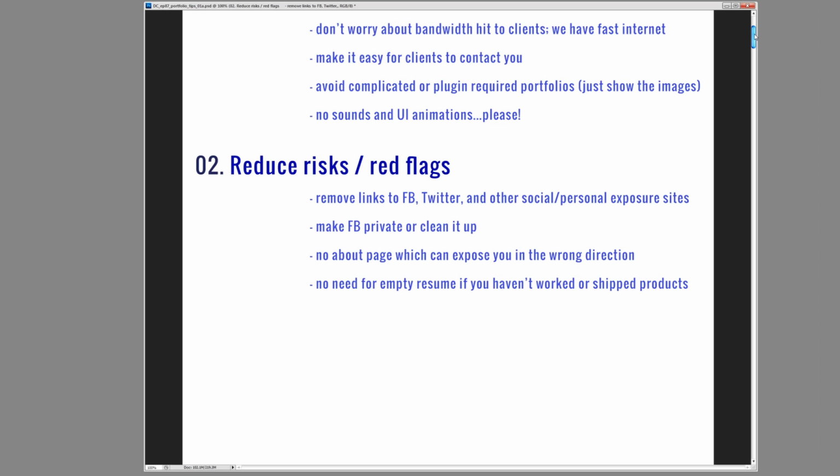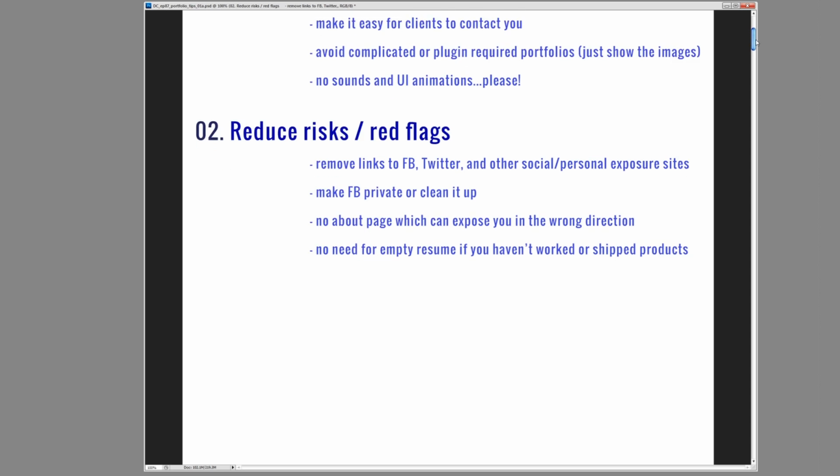So if you have these sites, the best way for now, especially if you're looking for work, is to just turn them off. Don't link them on your website. Once you're in the industry and got some experience under your belt, go ahead and put all that stuff up. It doesn't matter. On top of that, if you have a Facebook account right now or any kind of social site, try to make them private. Facebook allows you to privatize your page.